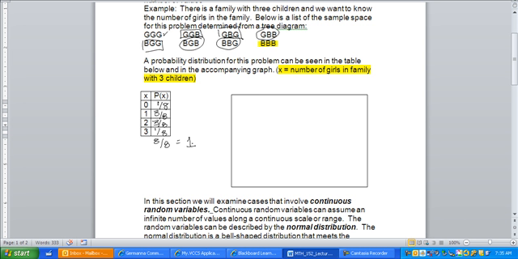Now when we graph this, and we do want to take a look at graphing, I think I'll just put the fractions on here. 1/8. Of course, 2/8 would be 1/4. 3/8. And then 4/8 would be 1/2. So here's our probability on the vertical axis. On our horizontal axis, what we're going to have is the number of girls.